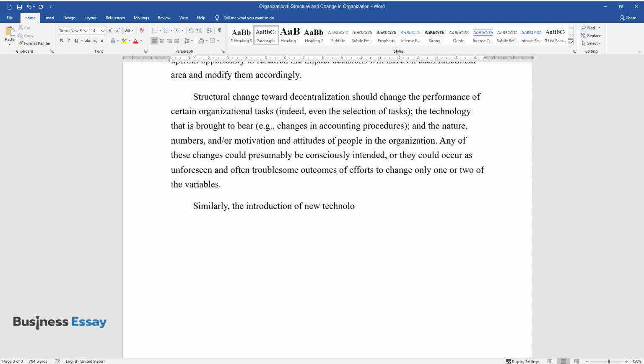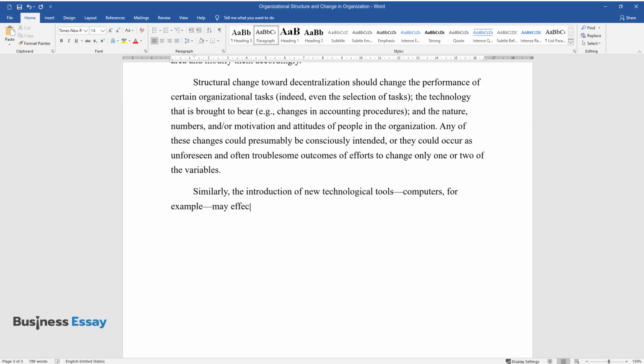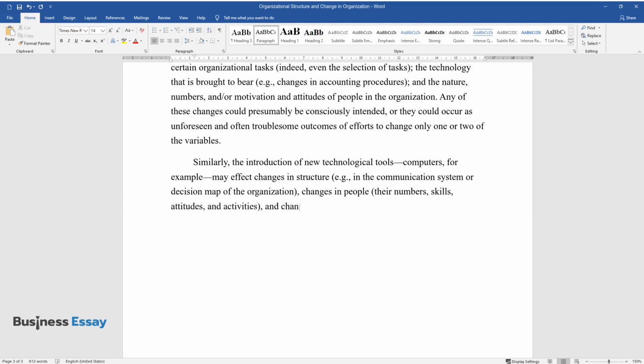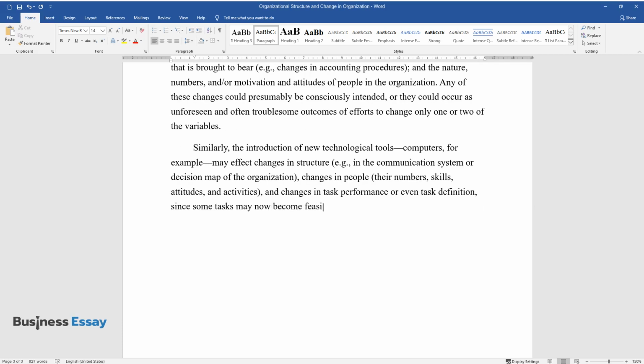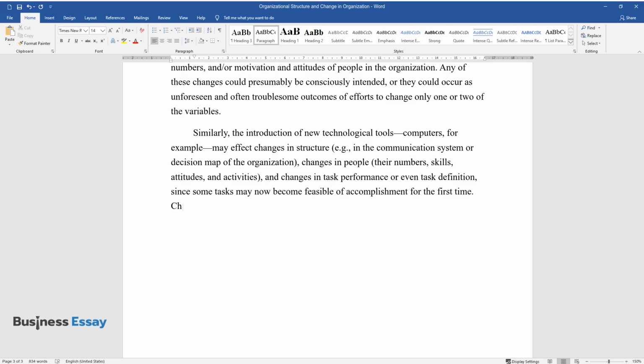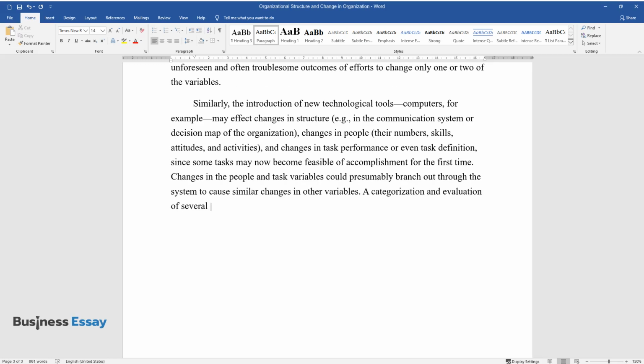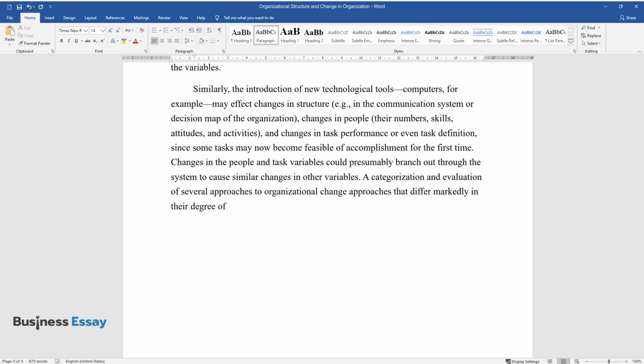Similarly, the introduction of new technological tools, computers, for example, may affect changes in structure, for example, in the communication system or decision map of the organization, changes in people, their numbers, skills, attitudes, and activities, and changes in task performance or even task definition, since some tasks may now become feasible of accomplishment for the first time. Changes in the people and task variables could presumably branch out through the system to cause similar changes in other variables. A categorization and evaluation of several approaches to organizational change, approaches that differ markedly in their degree of emphasis.